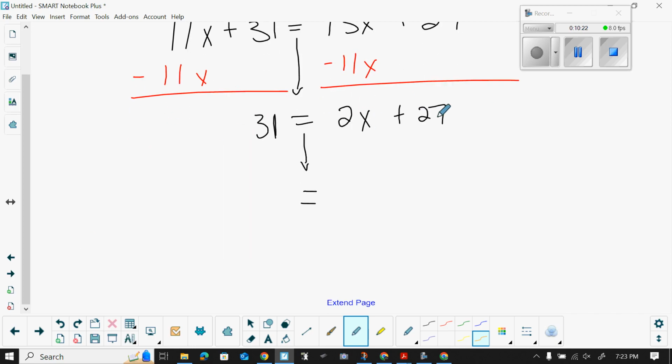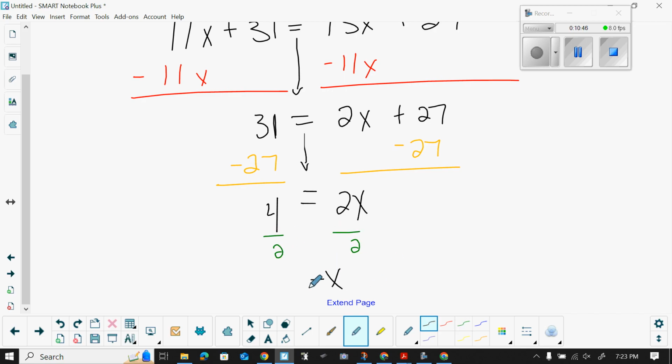To get this x by itself, I still have this 27 and the 2, so I would want to get rid of the 27 next. That would be the next step. And we have to subtract that from both sides. 31 minus 27 is a positive 4. Bring down my 2x. That's 0. My final step, I'm going to divide by 2, and I get x equals 2. Because those 2's canceled, give me just x. 4 divided by 2 is 2.